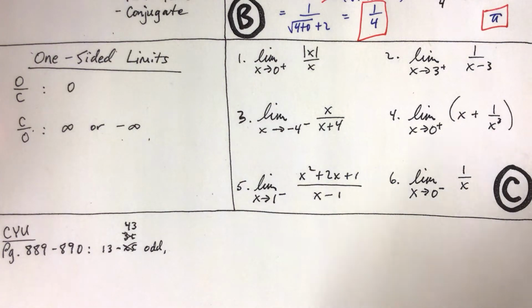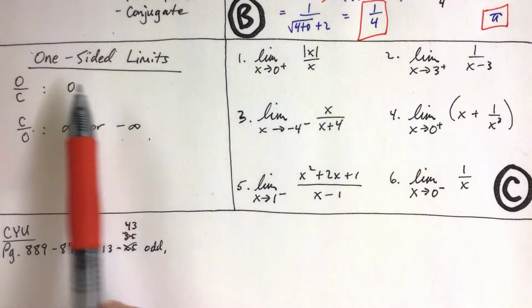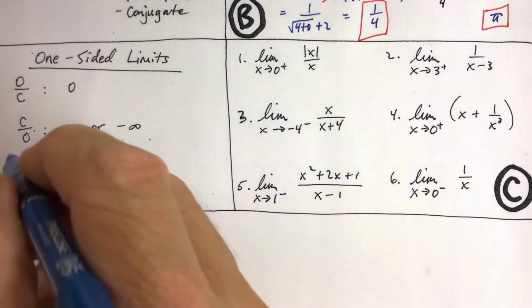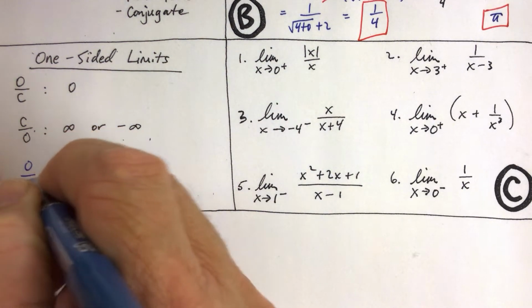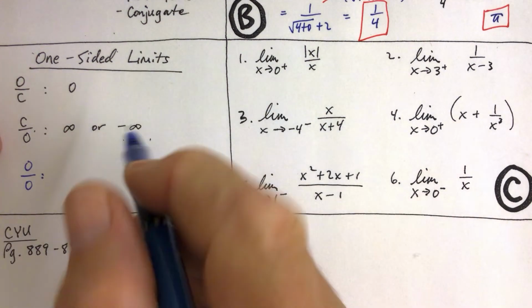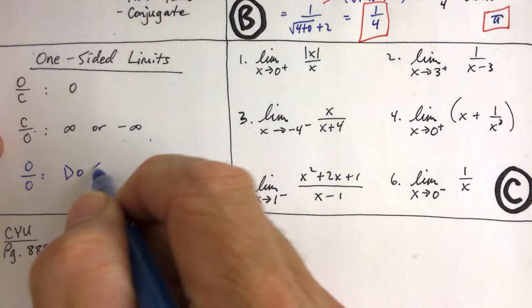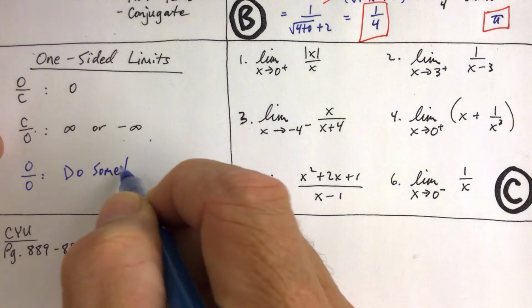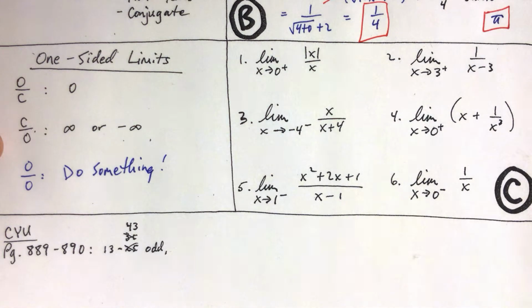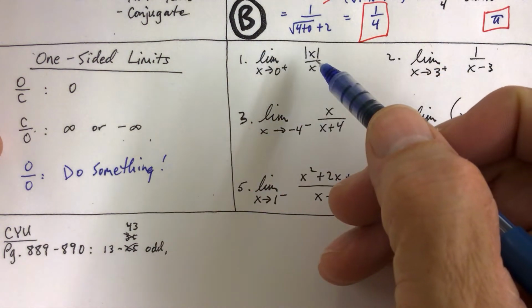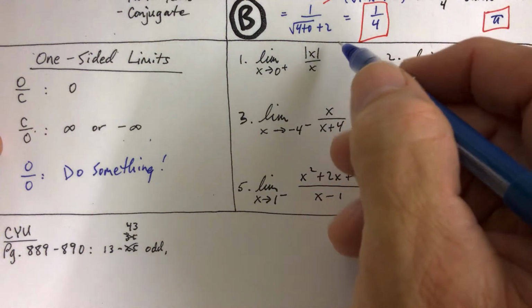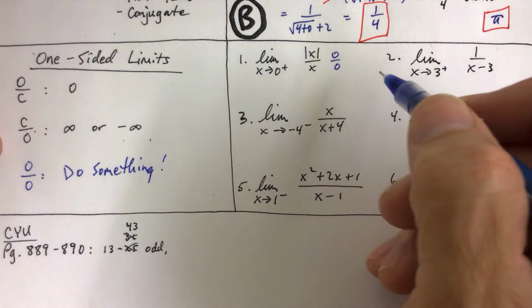Finally, our one-sided limits. We have two options here. Really, we could see a 0 over 0, but that was covered in the last section. If you do get 0 over 0, you have to do something. All right, so what happens here? For number 1, when we replace x with 0, we get 0 over 0. Well, we have to do something.